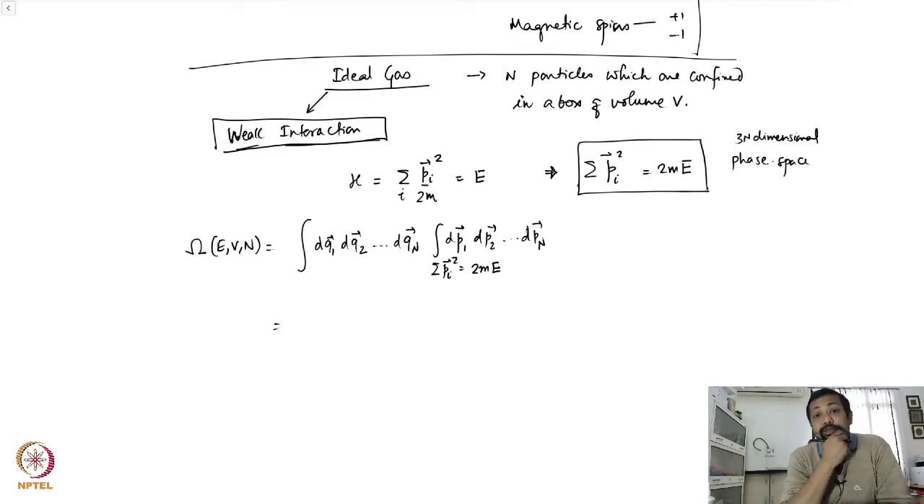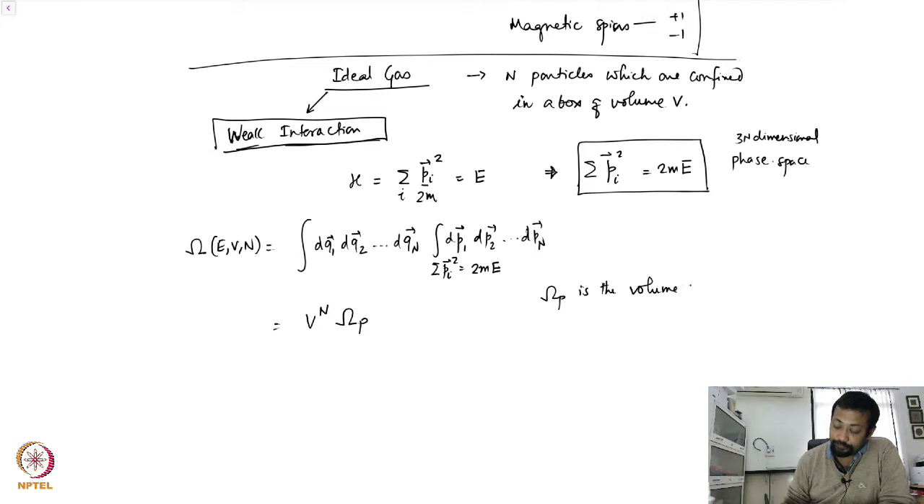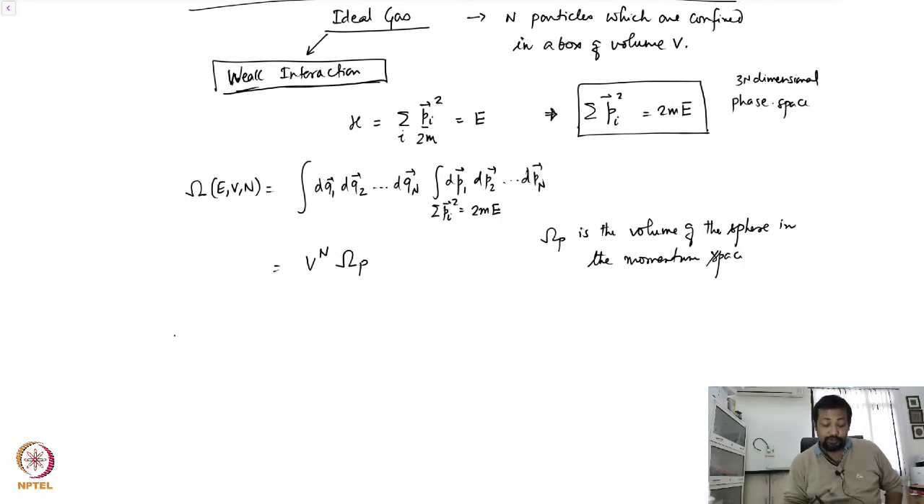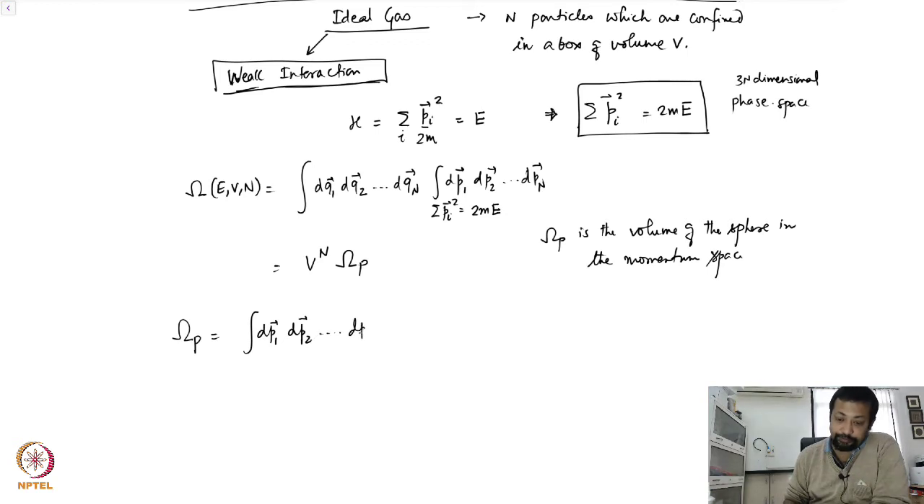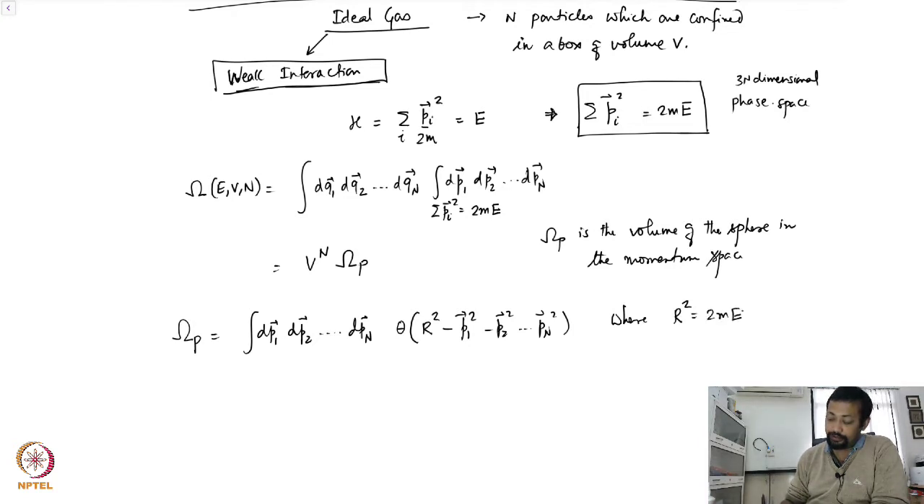q1 is allowed to take a volume V. So therefore, this part is going to be V, and this part we will denote as Omega p, where Omega p is the volume of the hypersphere in the momentum space. So we just have to figure out the volume of this. Omega p is going to be the integral dp1 dp2 all the way up to dpn, with a theta function of R squared minus p1 squared, p2 squared, up to pn squared, where R squared is equal to 2mE. So this is the volume that we have to calculate.